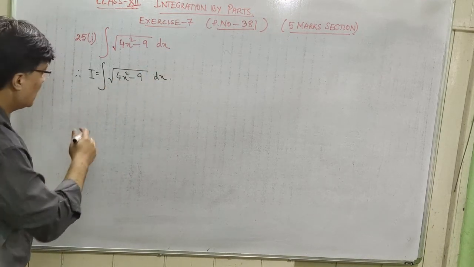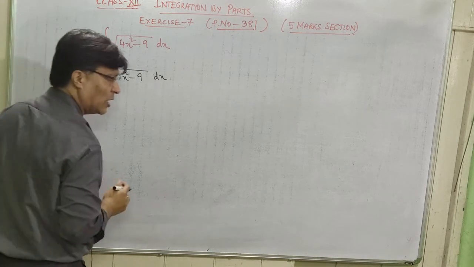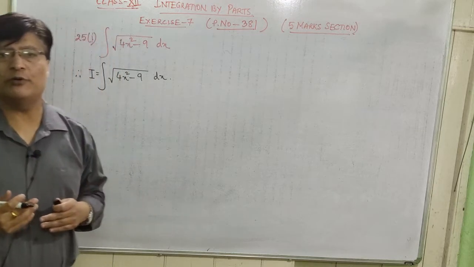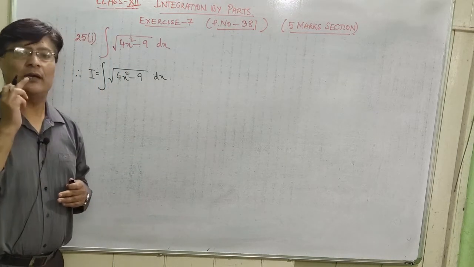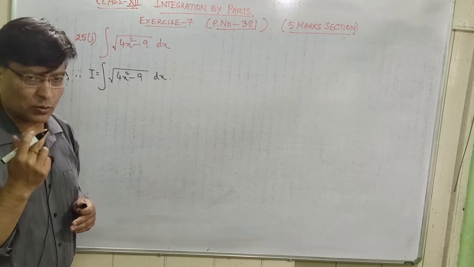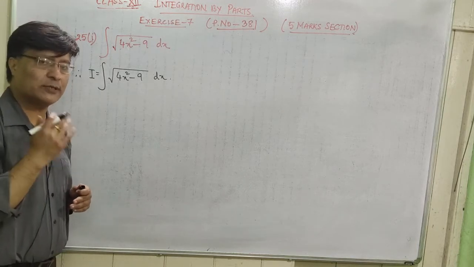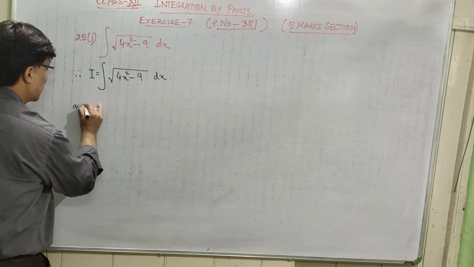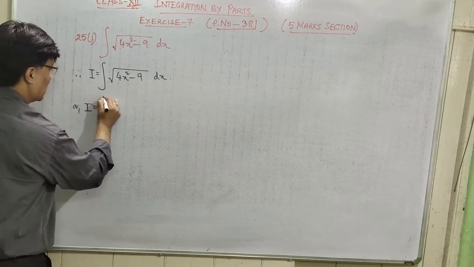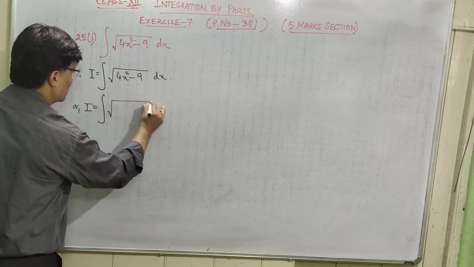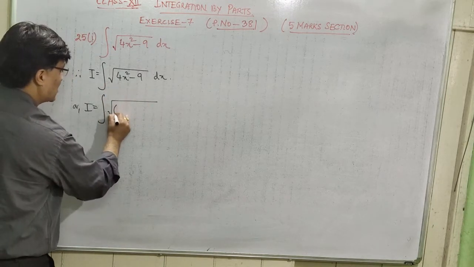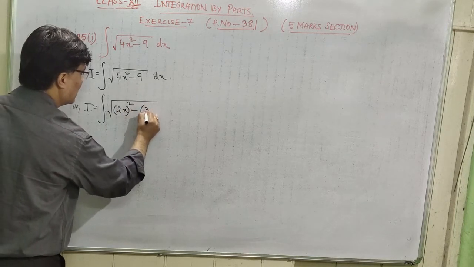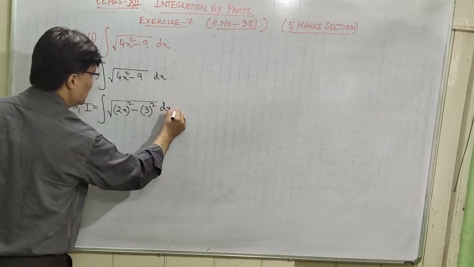Now I already told you that whenever you want to convert it into standard form, you should make the coefficient of x square positive 1. That is, the coefficient of x square should be made positive 1. But in this case, we can use the method of substitution here. Under the integral sign, within the square root, let us write it as 2x whole square, then minus, what is 9? It is 3 whole square. Then we write dx.